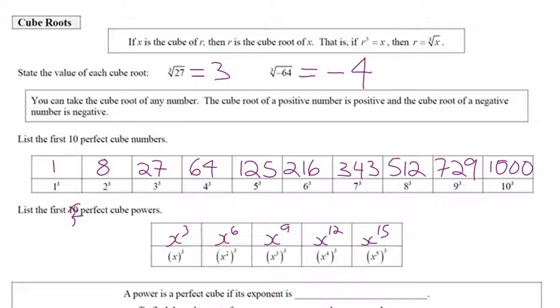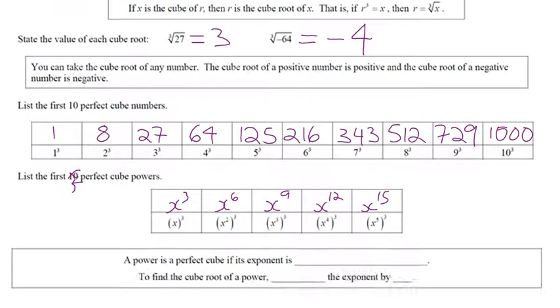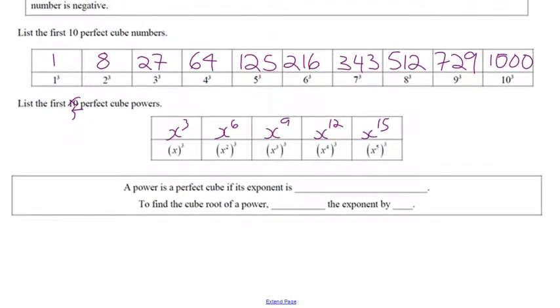So a power is a perfect cube if its exponent is, what can we say about these exponents? Yeah, so a multiple of 3. To find the cube root of a power, what are we going to do? Yeah, divide by 3. So divide the exponent by 3. Okay, and this is something we've got to do, and it'll become a little more obvious as we work our way through this.